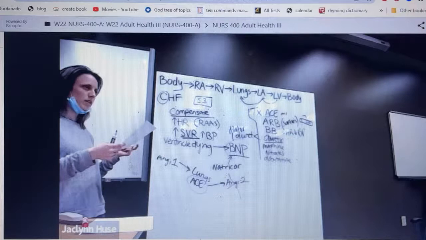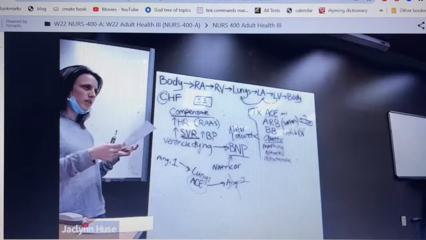Sorry, what did you say echocardiogram was for? An echocardiogram is like a video. You're literally watching the heartbeat in front of you. So you can see where the problem is. Is it the atrium? Is it the ventricle? Is it the right side or the left side? Because you can have right-sided heart failure or left-sided heart failure.